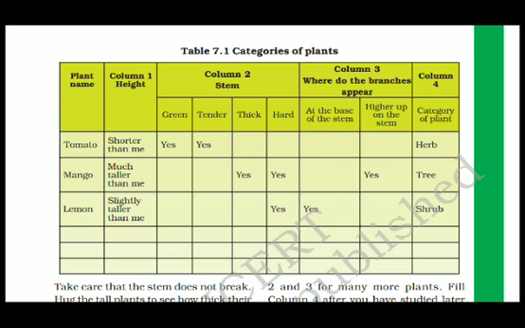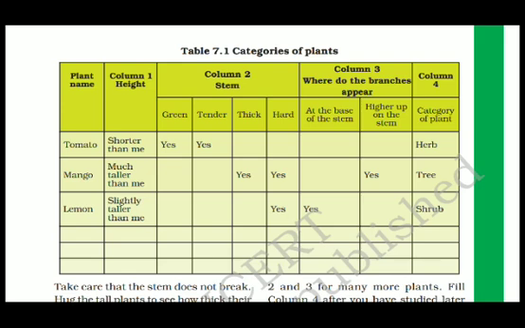So the first one is tomato, and you know that tomato is shorter than me, right? And tomato, its stem is green in color, right? So you'll write a yes there. And its stem is tender, you can break the stem, right? So you can write a yes there also. And what about the branches? Have you seen the branches of a tomato? Yes, you will have some confusion. If you have any confusion, you don't need to write that. So don't look at the fourth column, we will come to that later.